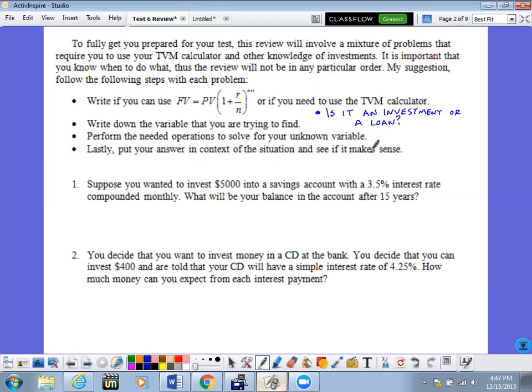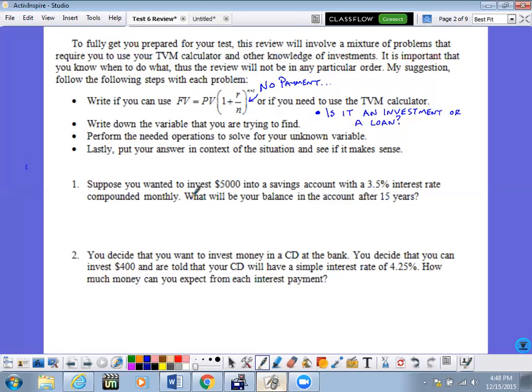All right, so the first one, suppose you wanted to invest $5,000 into a savings account with 3.5% interest rate compounded monthly. What would be your balance in the account after 15 years? So we could use this if we wanted to because it's a savings account. Remember, we talked about you can use this if there's no payment. So like savings accounts would be a situation where we could use this as long as we're not paying into the savings account. But instead, I'm going to use that TVM calculator because to me it's just easier.